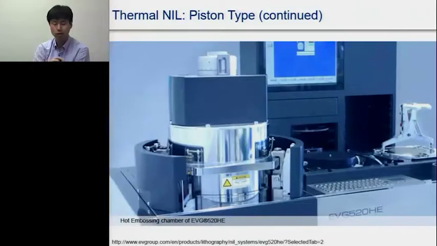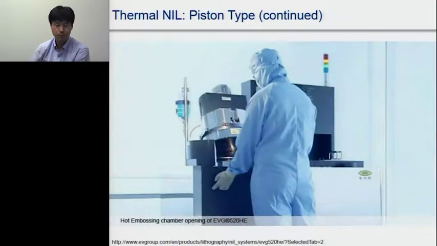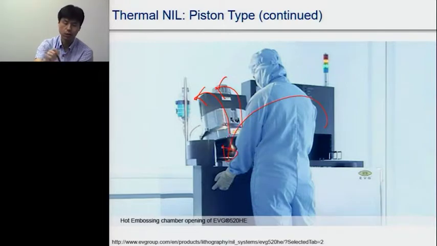And this is another side view. This is the ruler, this is the tweezer, and this is the computer. The chamber opens this way. Using the tweezers, we can load the stacks into the chamber. So this is one example of the piston type thermal nanoimprinting lithography tool.